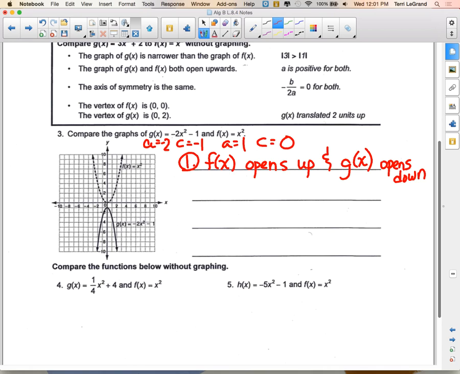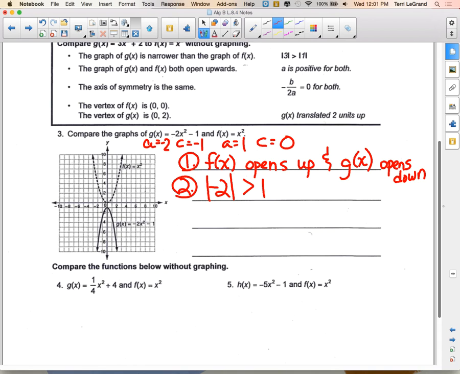Okay, next comparison is their what? What happened to the a value for width, right? So we're going to take the absolute value of our g of x function's a value, and then compare it to 1. Is the absolute value of negative 2 equal to 1? No. What is the absolute value of negative 2? 2. So is 2 greater than 1? Yeah.